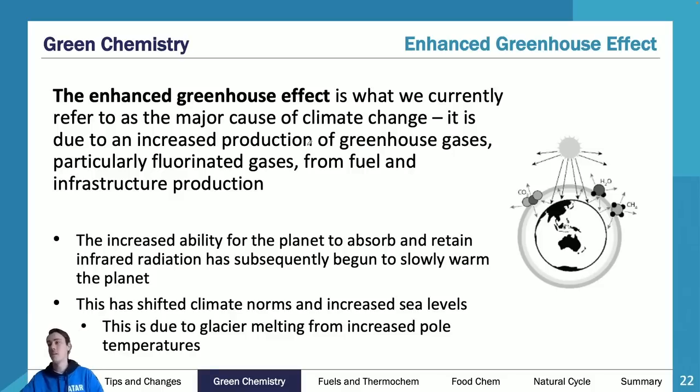The increased ability for the planet to absorb and retain infrared radiation has subsequently begun to slowly warm the planet. This has shifted climate norms and increased sea levels, which is due to the glaciers melting from the increased pole temperatures. So the poles of the planet are getting warmer quicker than the middle of the planet is getting warmer. That's a little bit of physics. You don't need to worry about that side of things, but it's something that you need to know for chemistry, and then you need to explain it from a chemical point of view.